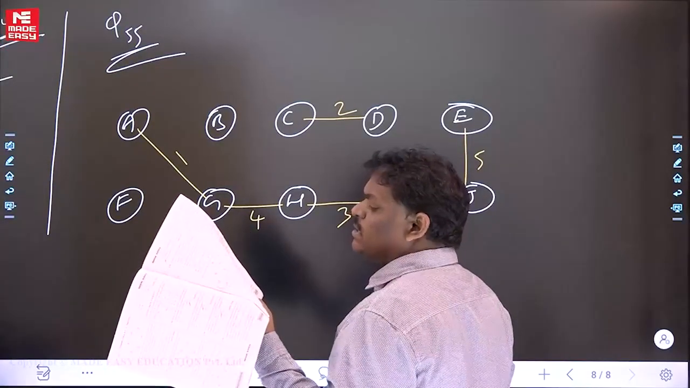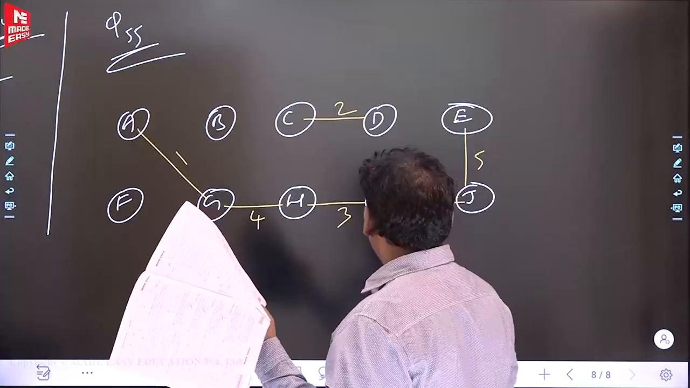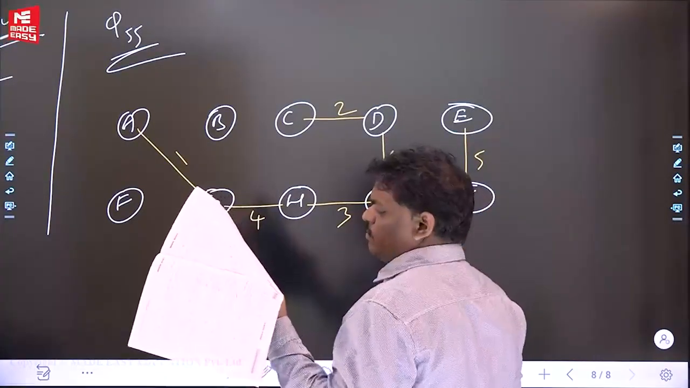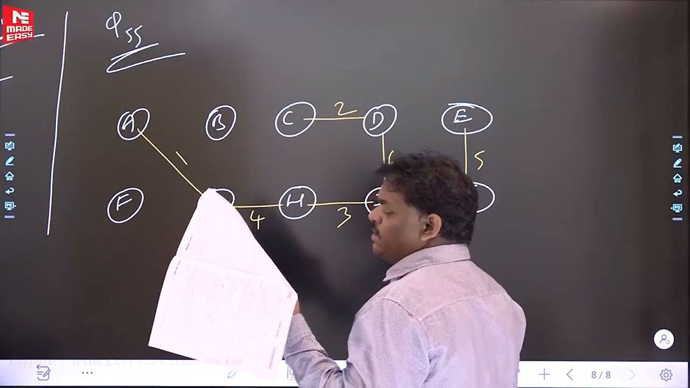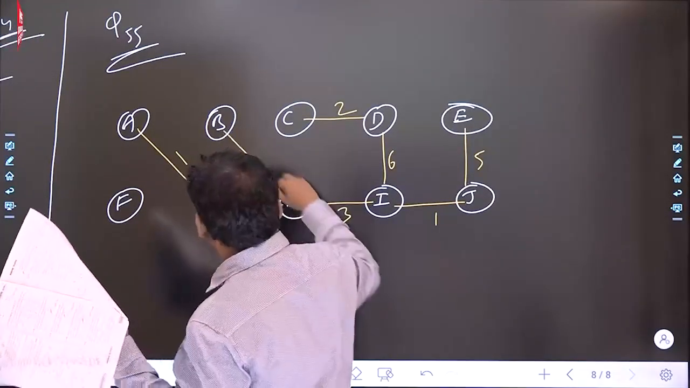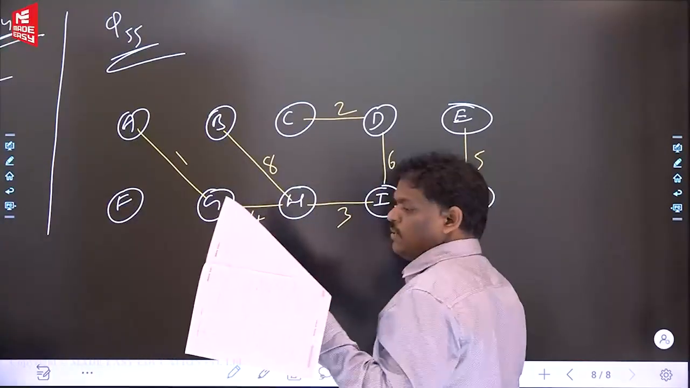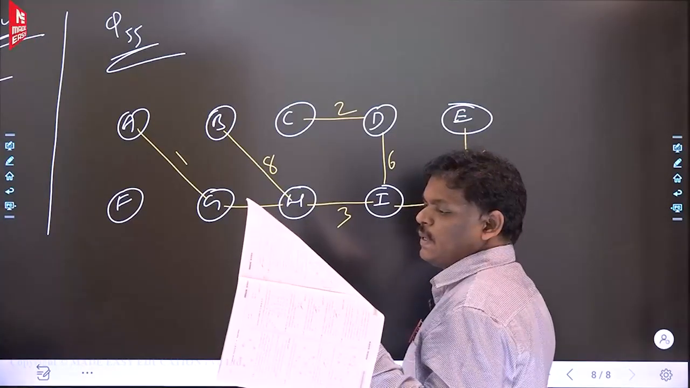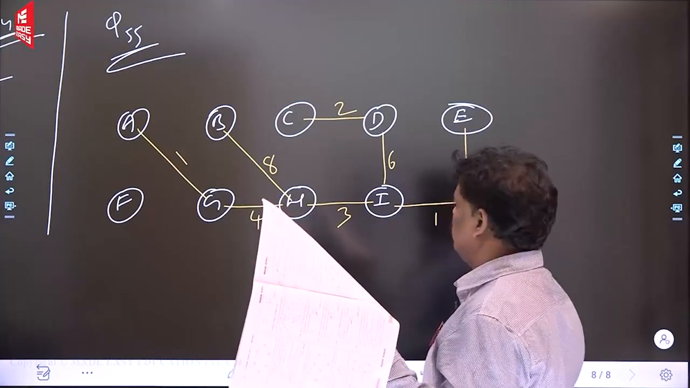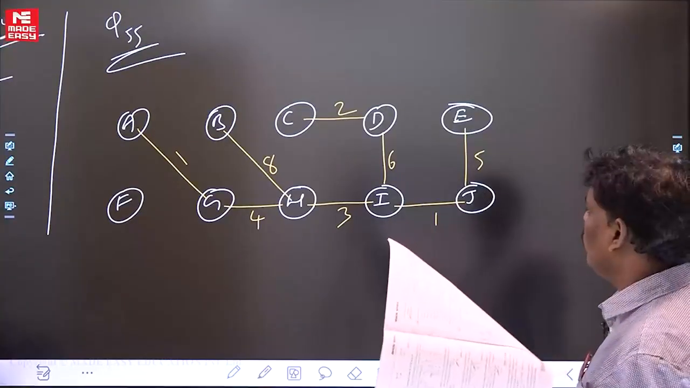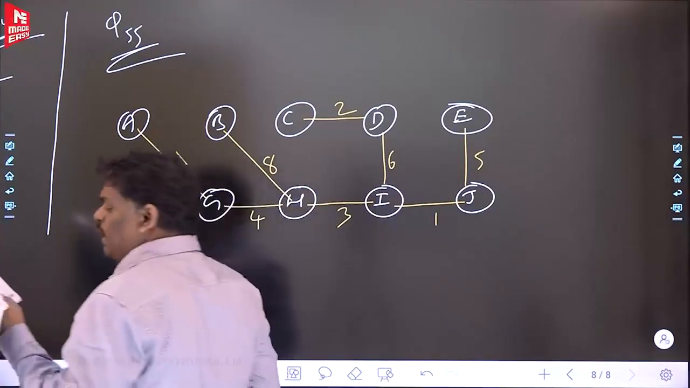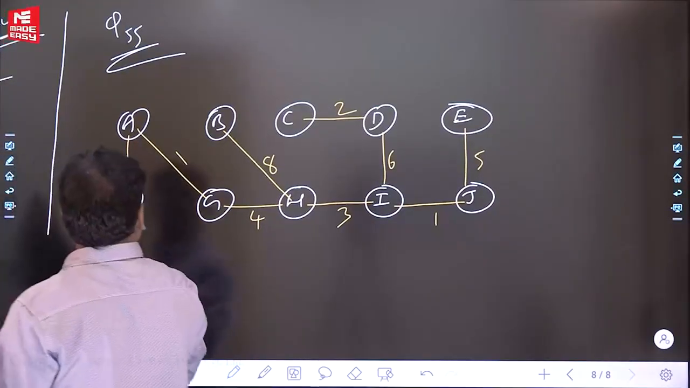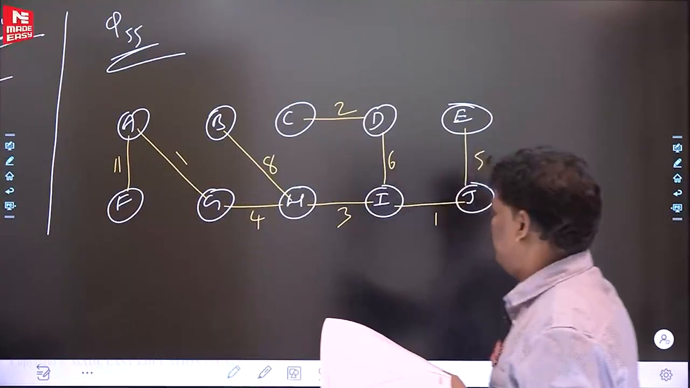Next one. Is there any 6? Yes. Is there any 7? Cycle. Don't add. Next one. Is there any 8? BH. I think no cycle. Is there any 9? DH. Cycle. Is there any 10? And one more. Still it is not connected. What is the reason? I think somewhere here. 10? No. 11? AF. So it is the MST. If you want, you can verify.